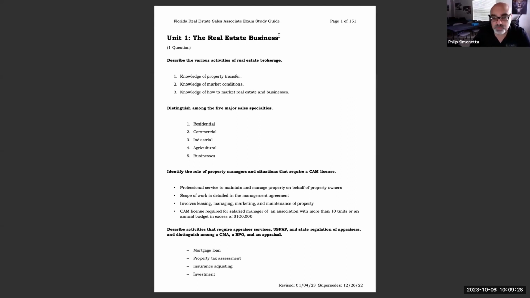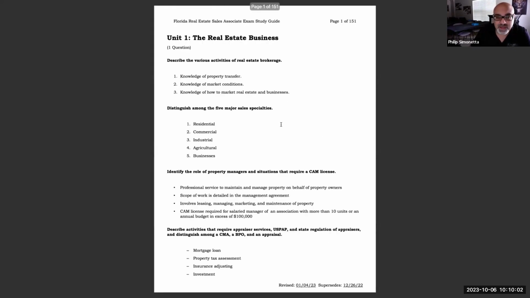Okay, so residential obviously is residential living. Commercial is retail, restaurants, and business buildings. Industrial is more your warehousing and manufacturing. Agriculture is your farming, or your livestock and horse farms and things like that. And businesses are either a business with the real estate or a business with a long-term lease, when somebody sells a business. Okay.